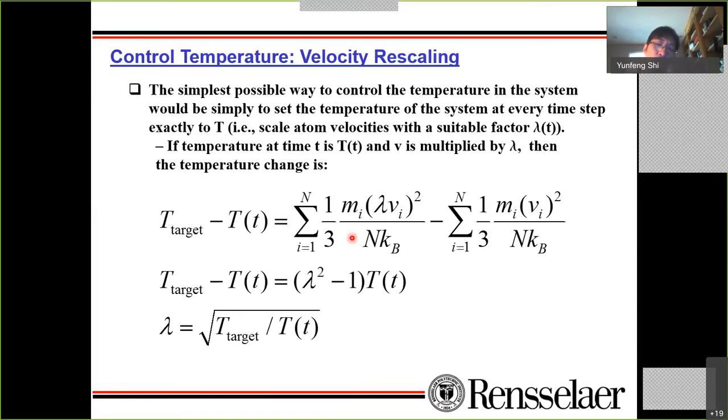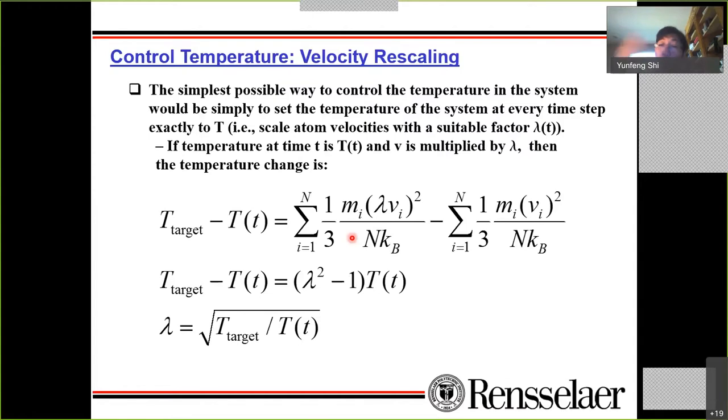However, in this case, you may put the system through a sort of perturbation that could cause a lot of unphysical behavior of the system, let me say that, right? Because you are changing the velocity quite dramatically. If you are right now at 200K and you're targeting 300K, you are increasing the velocity of all atoms by a specific factor, the square root of 1.5. That's a lot, right? So the system will not be happy.